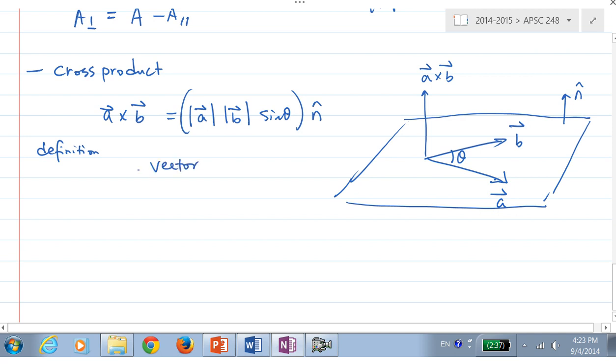So the cross product gives us a vector. That's the fundamental difference with the dot product. The dot product gives us a scalar.